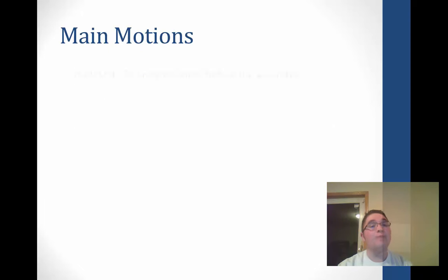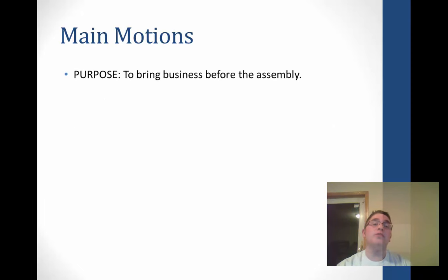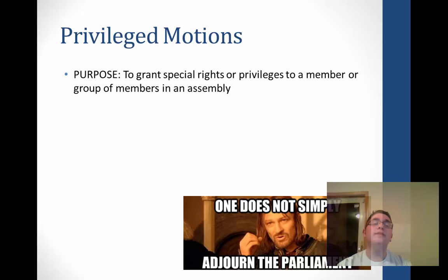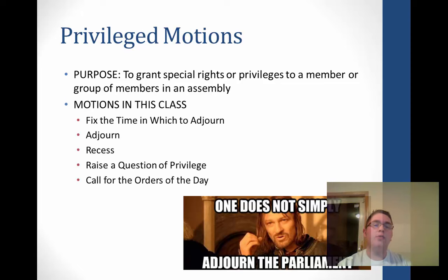So here we go. Main motions. The purpose of main motions is to bring business before the assembly. So the only motion within this class is the main motion itself. Privilege motions. The purpose is to grant special rights or privileges to a member or group of members in an assembly. So the motions include fix a time in which to adjourn, recess, raise a question of privilege, and call for the orders of the day. So I'm going to briefly describe each of these.